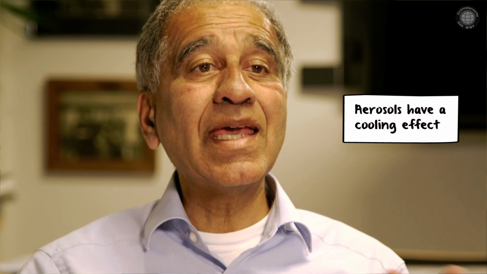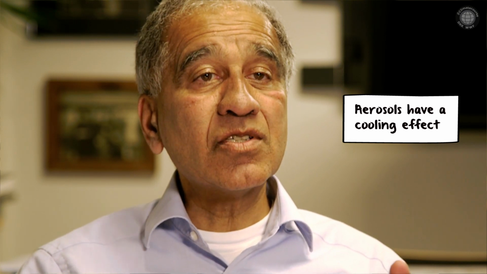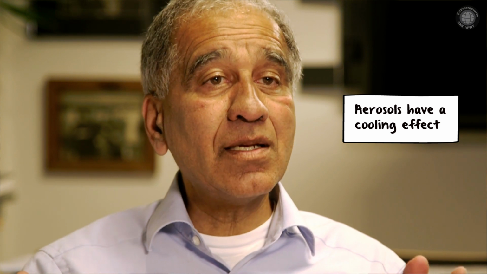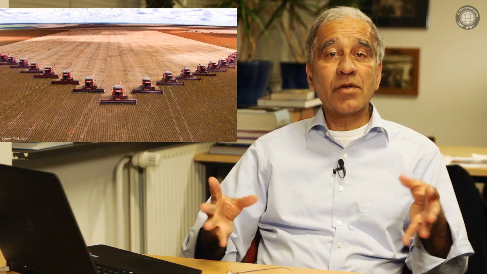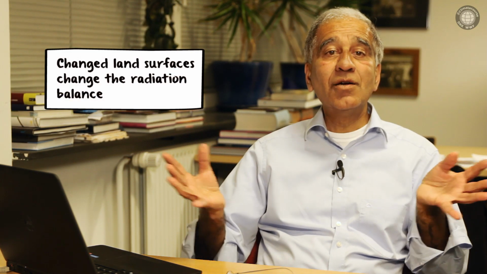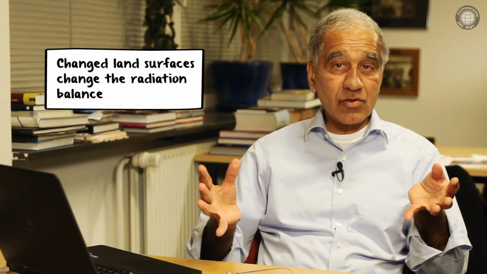But mankind also affects the climate in other ways, for example by releasing aerosols into the air. Coal combustion produces small dirt particles that accumulate in the atmosphere and have a net cooling effect. However, mankind also changes land surfaces, for instance by converting rainforests into arable land. This also changes the optical properties of these land surfaces and hence the radiation balance and hence also the climate. So mankind affects the climate in various ways.